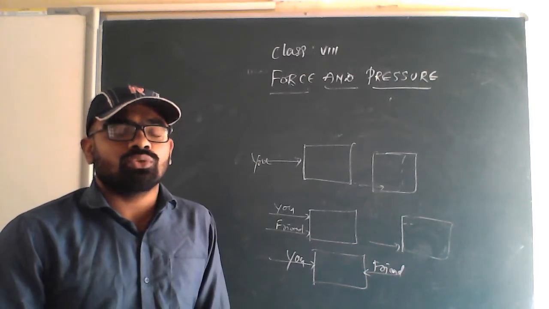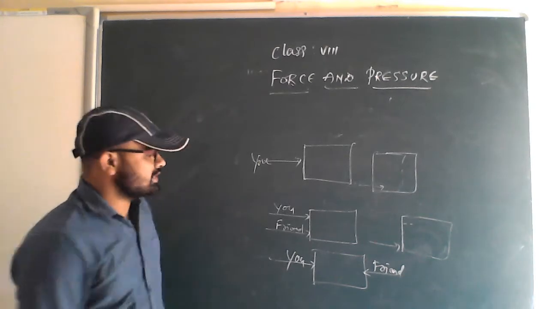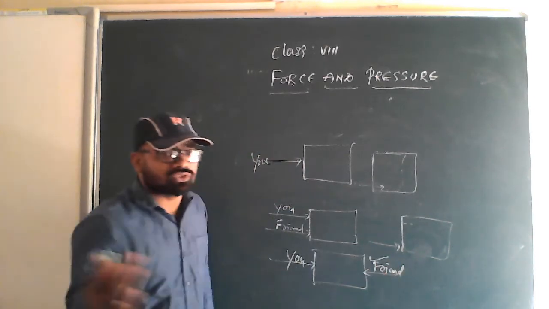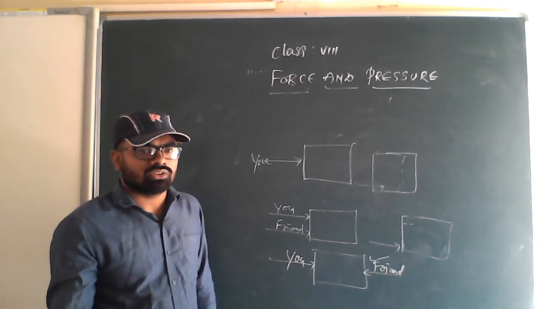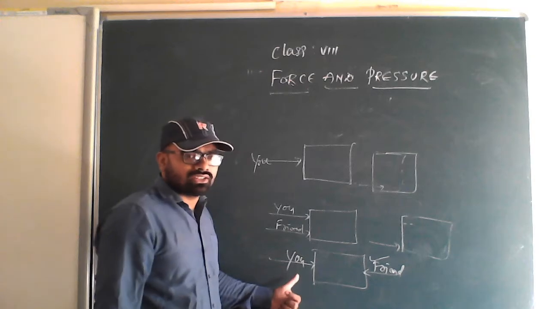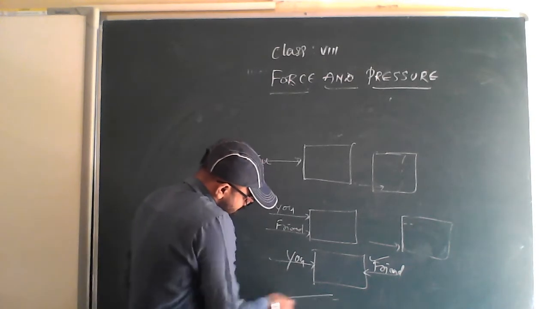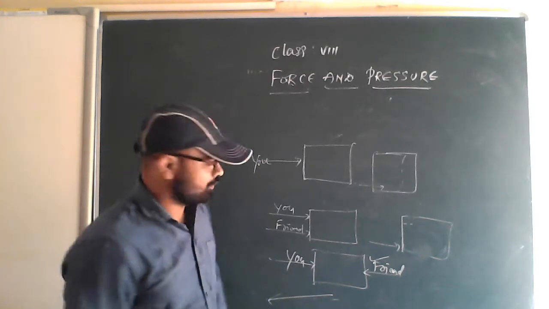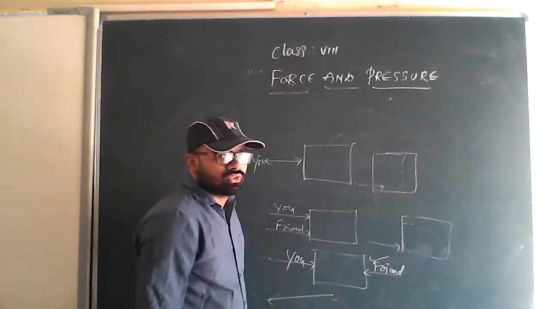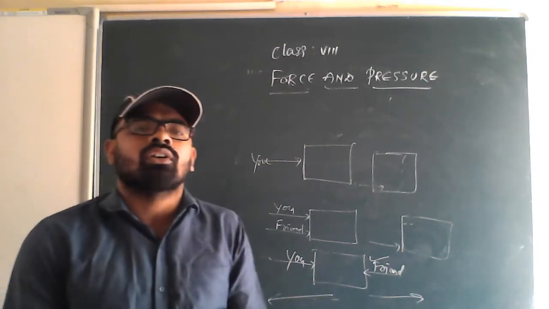If the forces are equal, the table will not move, but if the forces are unequal, for example your friend is standing and applying force, he has more energy, right? You have less energy, then the table will move this side, in which more force is applied. If you are applying more force than your friend, then the table will move to that side, your friend's side.